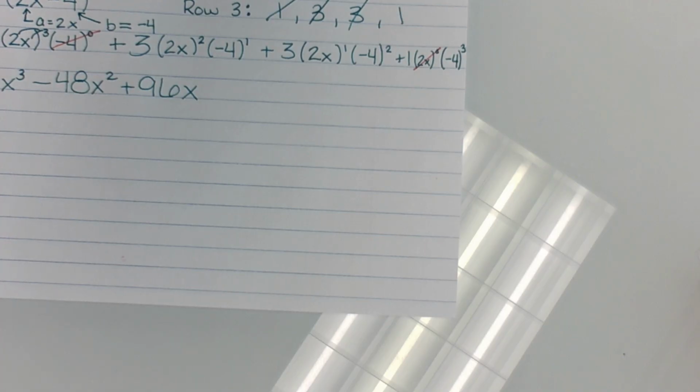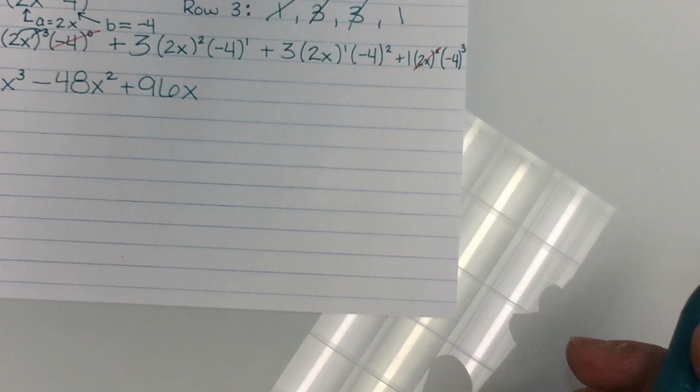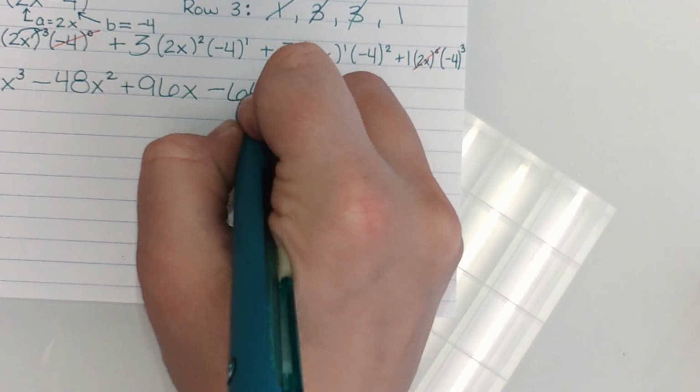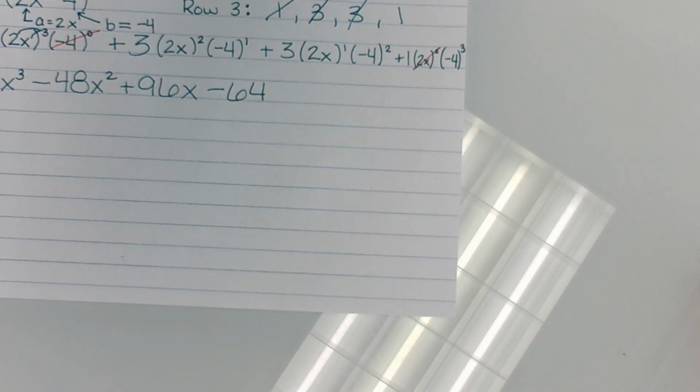Hannah, what's the last one? Negative 64. Do you notice that it goes back and forth from positive to negative on this one?